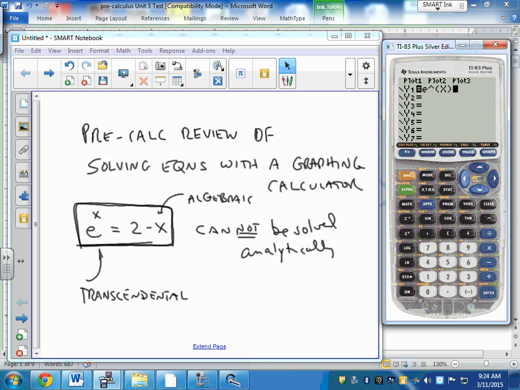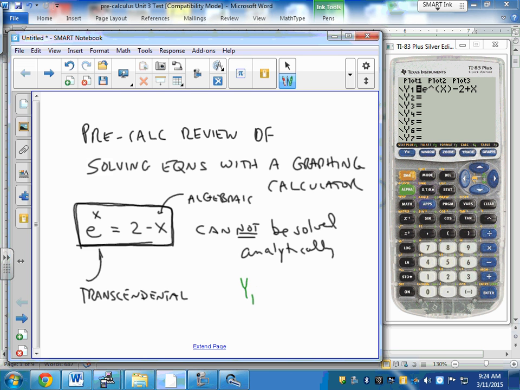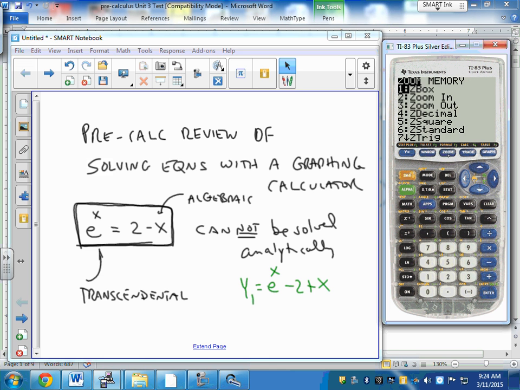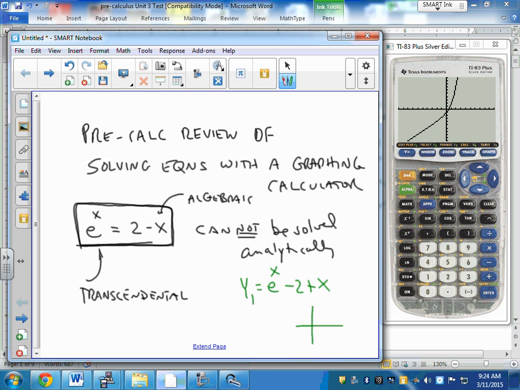Now, what we really want to do is find the 0. So I'm going to move the 2 to the other side and move the x to the other side. So effectively, what I'm doing is I'm entering in this function, y1 is e to the x minus 2 plus x. Here's the graph. The standard window is a good one to look at. We note that there is 1 zero. So remember, the zero is where this crosses the x-axis. That's called the zero of the function.